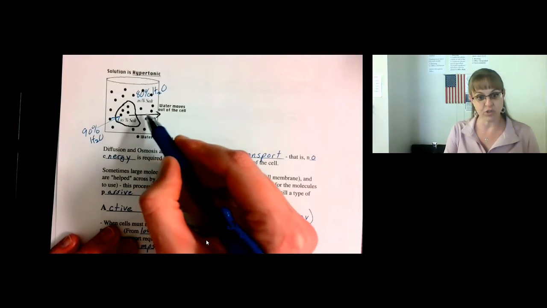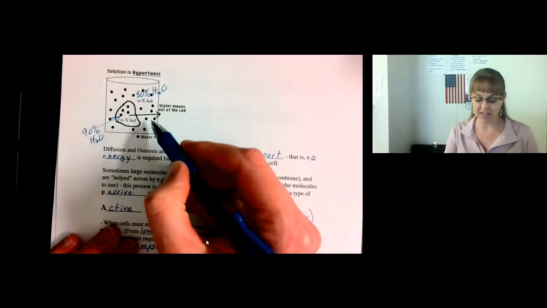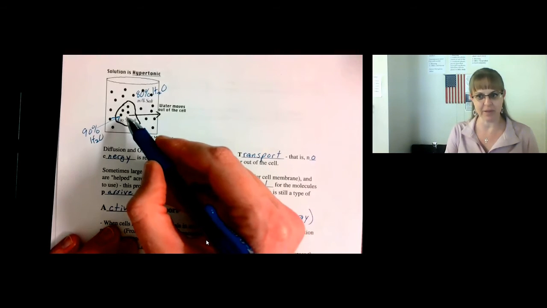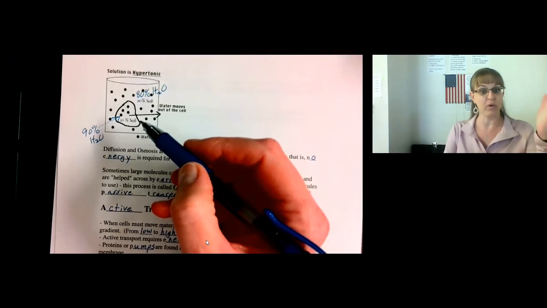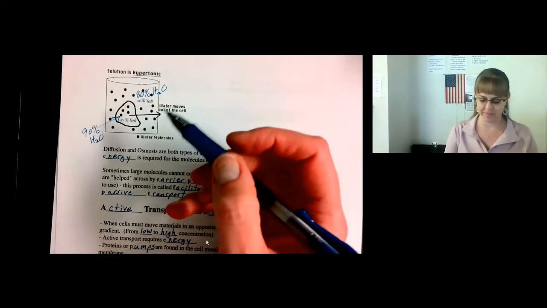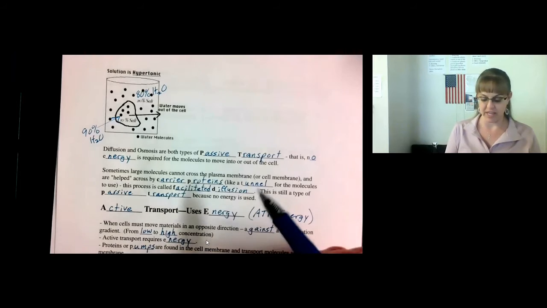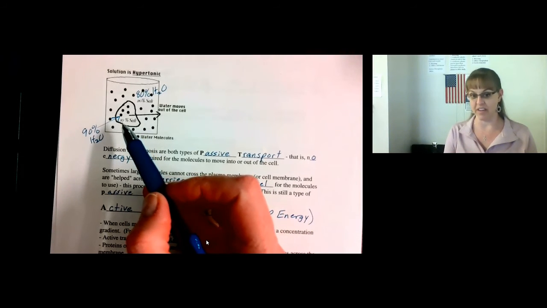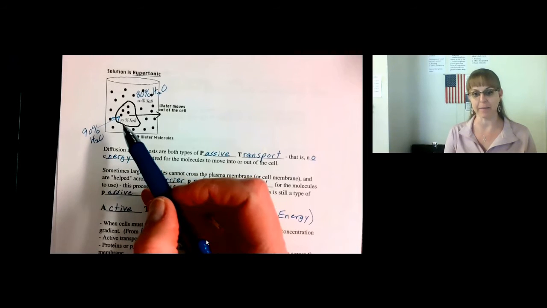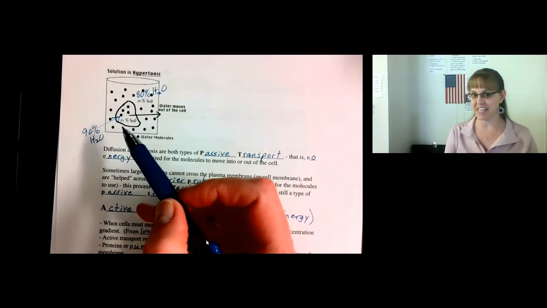Well, the water will travel out of the cell and the cell will shrivel up. So if you put a plant in salt water, the plant will wilt and fall over. And also, if you put an animal cell in salt water, it will eventually shrivel up and die. In fact, this is how salt kills slugs.